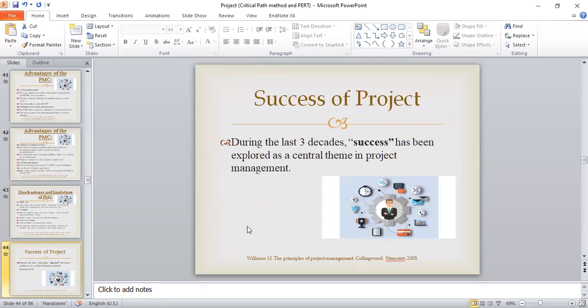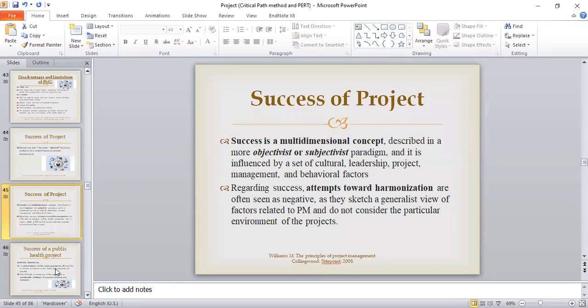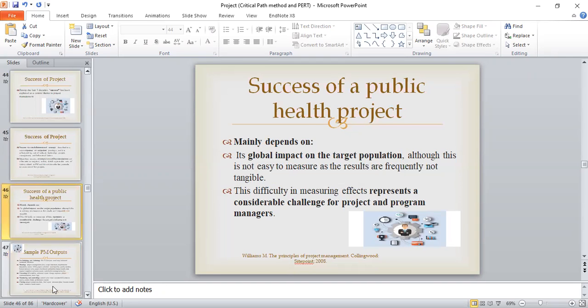Success of any project. During the last three decades, success has been explored as a central theme in project management. And success is a multidimensional concept in healthcare management. It can be viewed through an objectivist or subjectivist paradigm. And regarding success, attempts towards harmonization are often seen as negative, as they sketch a generalist view of factors related to project management. Therefore, the success of any healthcare or public health project mainly depends on global impact on the target population. Although this is not easy to measure, as results are frequently not tangible. The difficulty in measuring effects presents a considerable challenge for project and program managers.